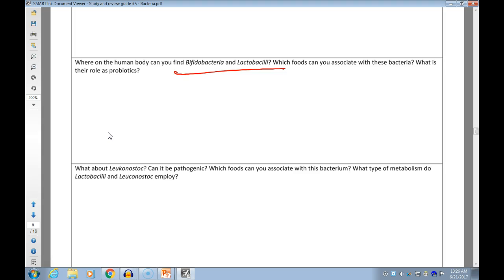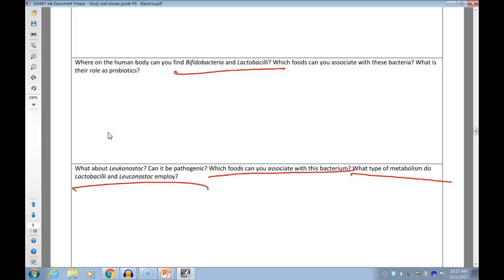Leuconostoc, not probiotic, can be pathogenic in immunocompromised patients. Foods, again, foods that are produced by lactic fermentation. That's the answer to this question. Does that make sense? It doesn't? Wait, what? Erin is first.